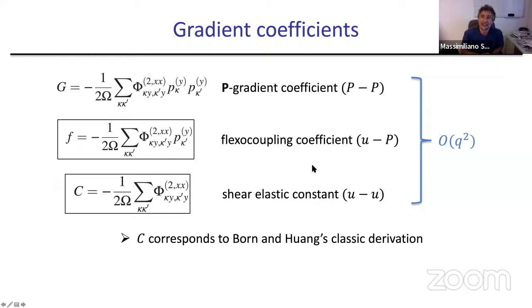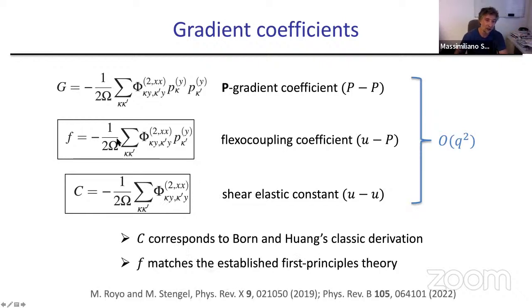So we can check that what we have been doing so far is correct by looking back at the literature. And this definition of C that emerges from what we decided to use as a mapping from the continuum to the discrete model corresponds exactly to Born-Huang's classic formula in terms of a lattice sum of the force constants. Also, this result for the flexocoupling coefficient matches the established first principles theory as we know it after my own work and David Vanderbilt's work, etc.